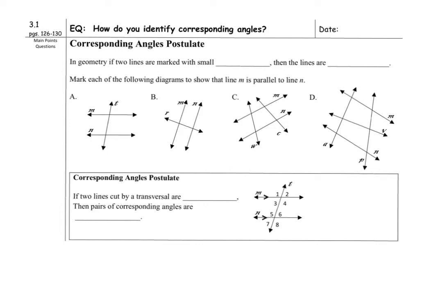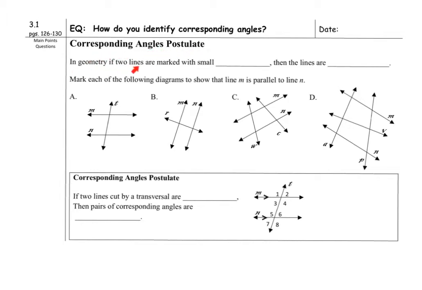So in the last video, we looked at different angles formed by transversals, and now we're going to look more specifically at each of those angle relationships independently. First, we're going to be starting with corresponding angles and the corresponding angles postulate.